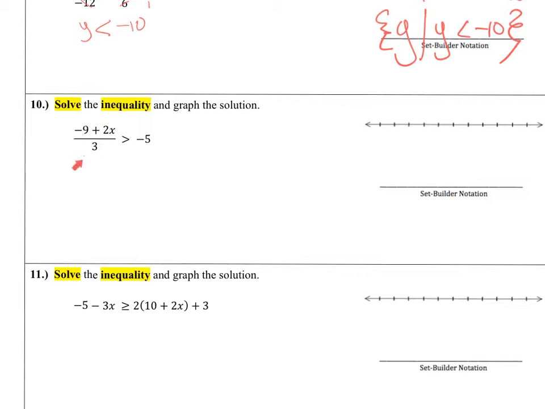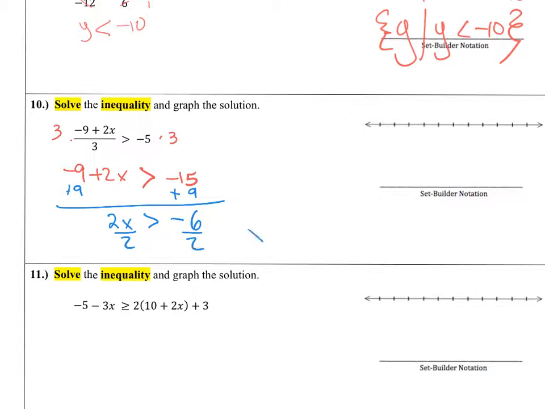Okay, for this one, remember you have to undo this division before you get rid of that minus 9. So you're going to multiply by 3 on both sides. That's going to leave you with negative 9 plus 2x is greater than negative 15. Then you're going to add 9 to both sides, and you're going to get 2x is greater than negative 6. Divide by 2, and you get x is greater than negative 3.